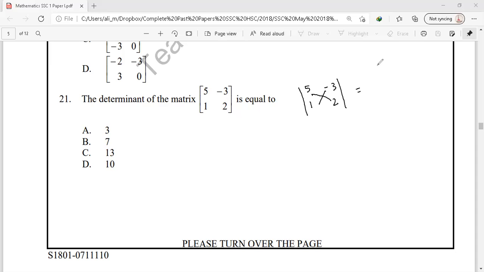First of all, we multiply the diagonal elements, then we multiply the upper diagonal and lower diagonal elements with a negative sign between them. So 5 into 2 is 10 and 3 into minus 1 is minus 3. So 10, it would become 10 plus 3, so 10 plus 3 is equal to 13. So the correct option in question number 21 is option C.